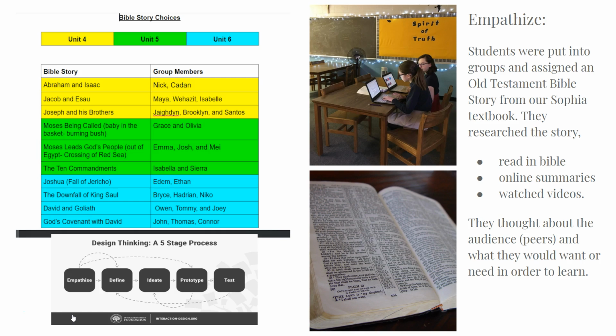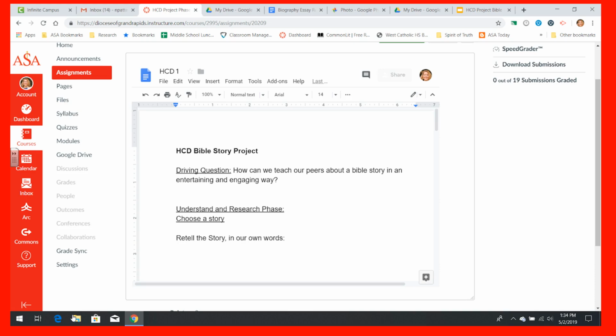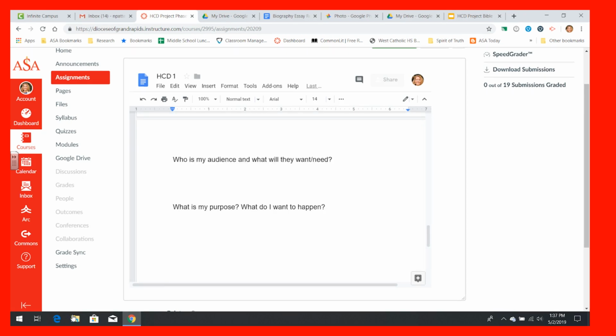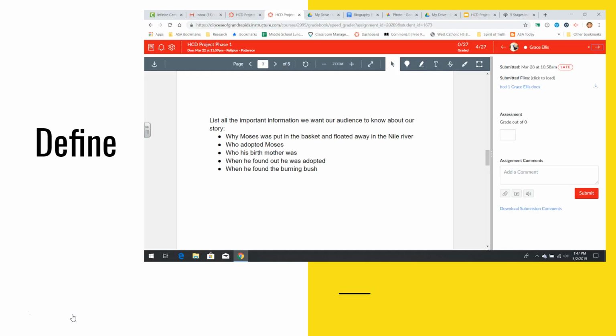During the empathize stage, students were assigned a story. They read the story in the Bible, they read online summaries and watched videos. They also went through some Canvas assignments to talk about the essential or driving question of our project and to empathize with what their audience or their peers would need or want in order to learn. So these are some of those Canvas assignments that the kids needed to respond to.